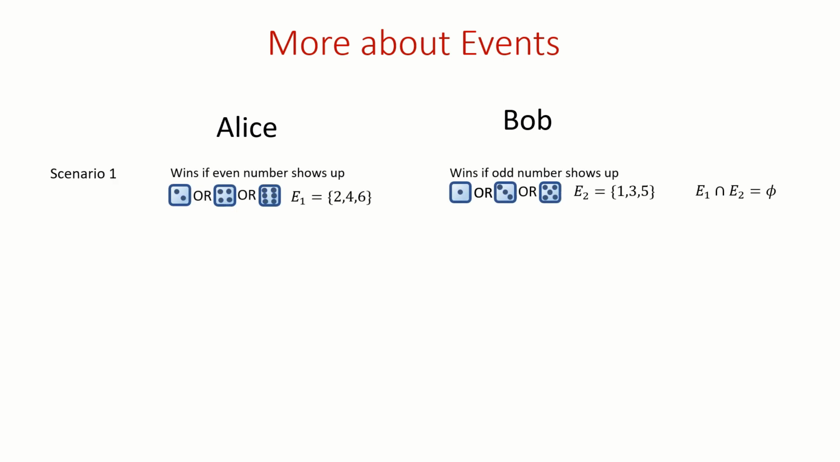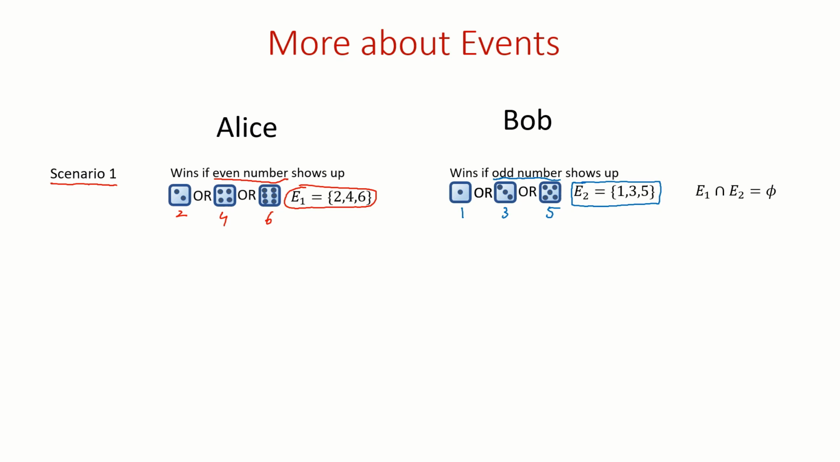In the first scenario, Alice will win if the dice shows up an even number and Bob will win if the dice shows up an odd number. So the event that Alice will win contains the numbers 2, 4 and 6, and the event that Bob will win contains the numbers 1, 3 and 5. Now you notice how an event can contain more than one sample point. Showing up an even number is one event and showing up an odd number is another event.